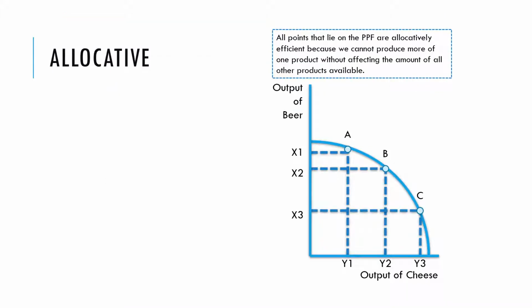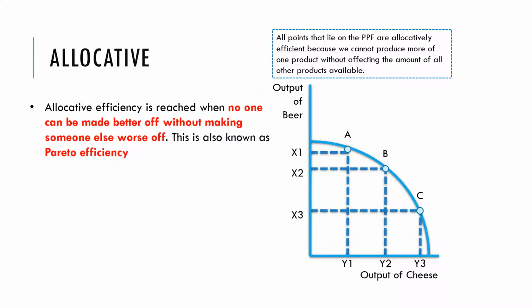We can also talk about allocative efficiency in terms of the PPF. Allocative efficiency occurs when no one can be made better off without making someone else worse off. This is also sometimes known as Pareto efficiency. For example, if we're producing at point A, we cannot move to point B in terms of a resource allocation without reducing the output of beer. By moving from A to B, we have more cheese, but someone is worse off because we have less beer.